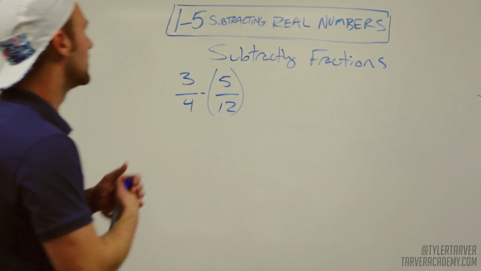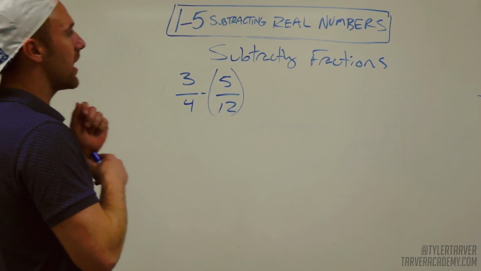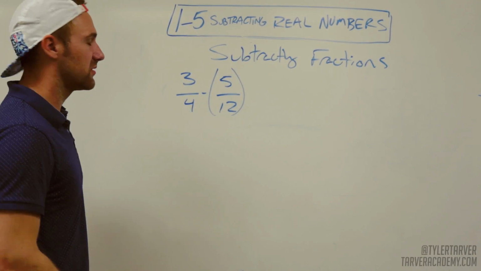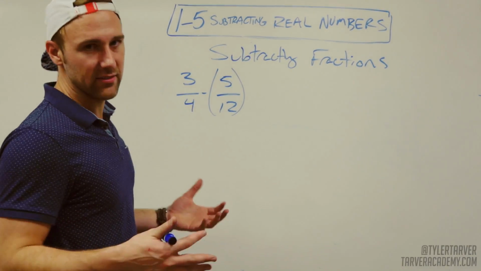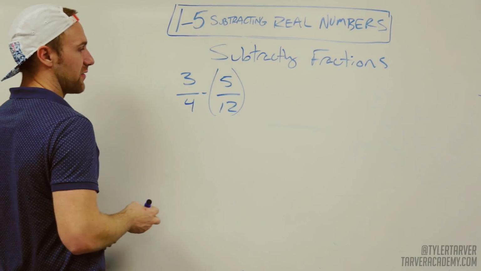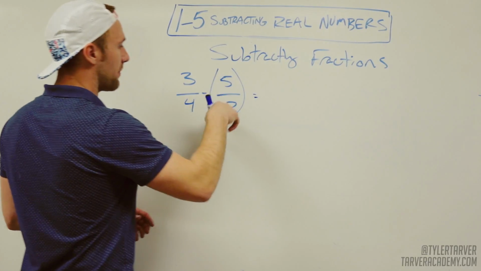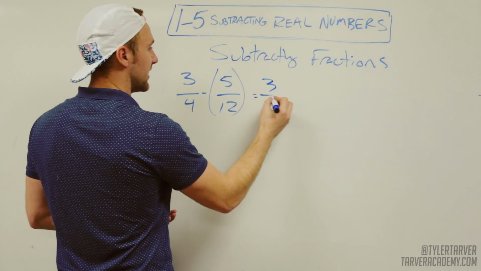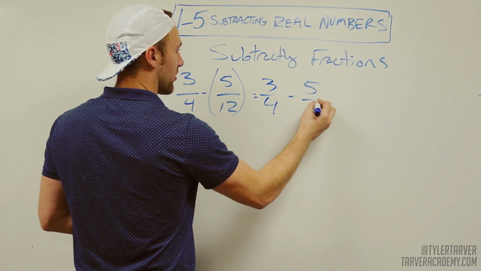This is Tyler, by the way. Nice to meet you. We're looking at subtracting fractions. This is like moving up to the more advanced level of subtraction. So we've got 3 over 4 minus 5 over 12. First off, I can drop that parentheses. I don't need it. There's nothing inside there that changes it. It stays 3 over 4 minus 5 over 12.